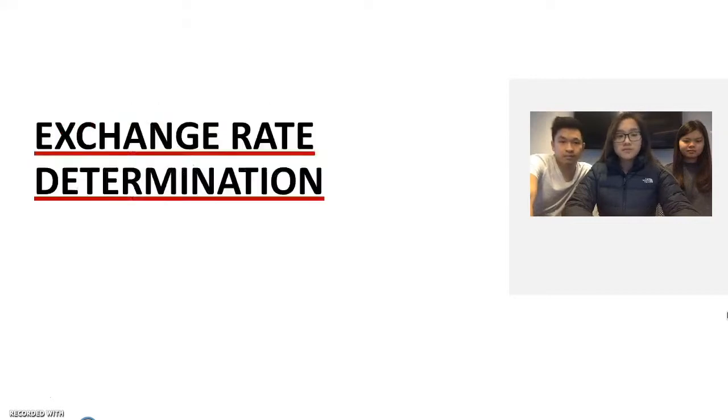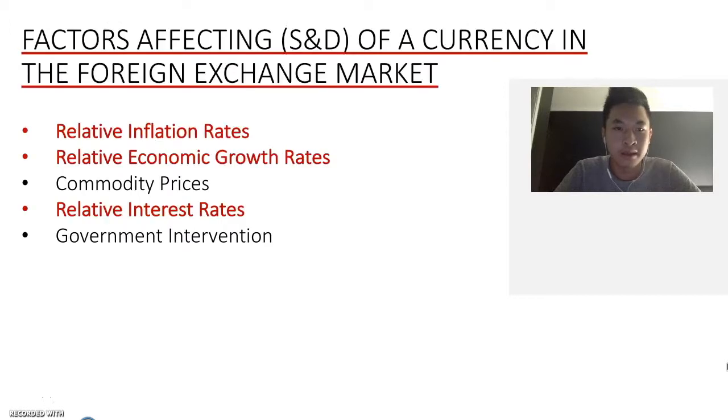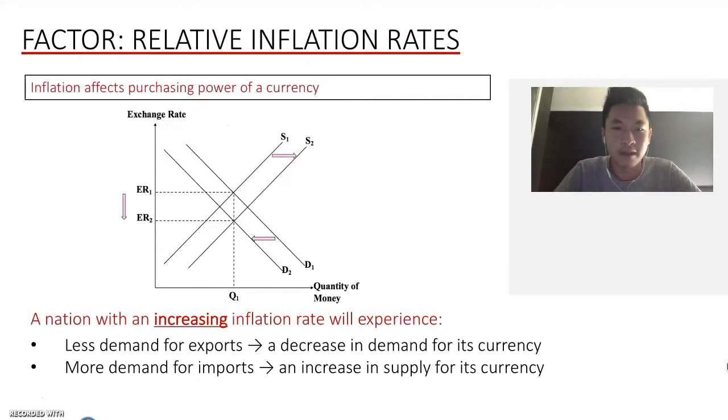the British pound. The exchange rate is basically determined by the equilibrium of supply and demand of a currency in the foreign exchange market. There are several factors that affect the exchange rate, but we're going to talk about three for today. So first, we look at the relative inflation rate.